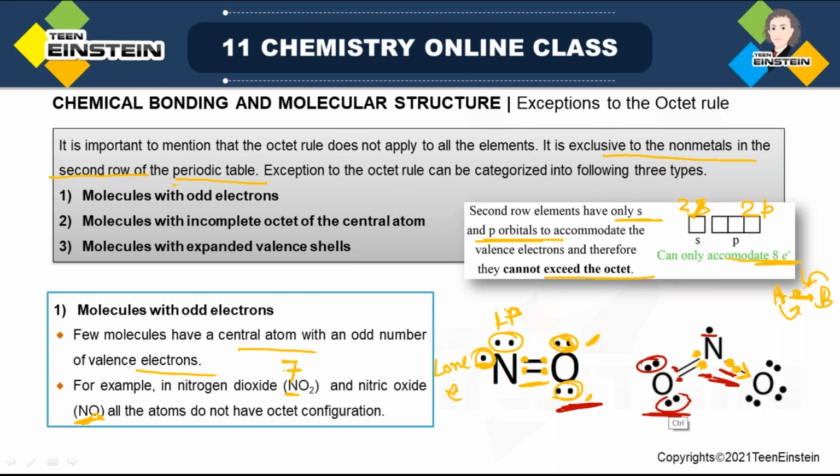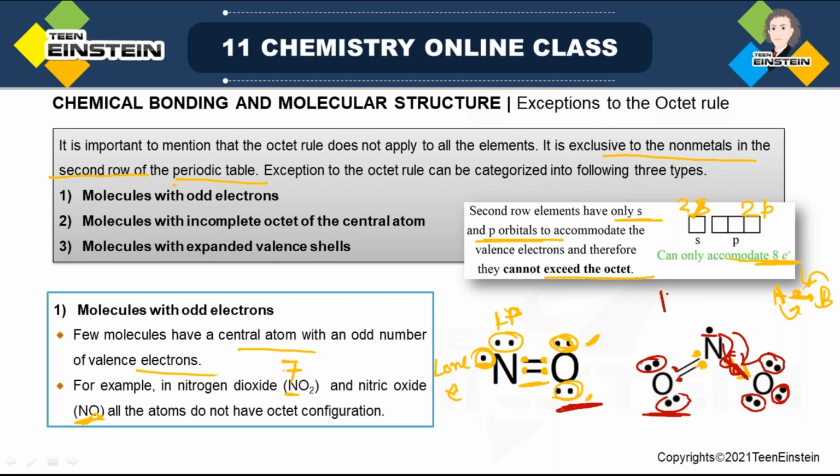But what about the right-hand side oxygen? The right-hand side oxygen, out of 6 valence electrons, all 6 are present as 3 lone pairs, because in this bond between nitrogen and oxygen, oxygen has not given any electron. Both the electrons are coming from nitrogen. So that is why this is a coordinate bond.